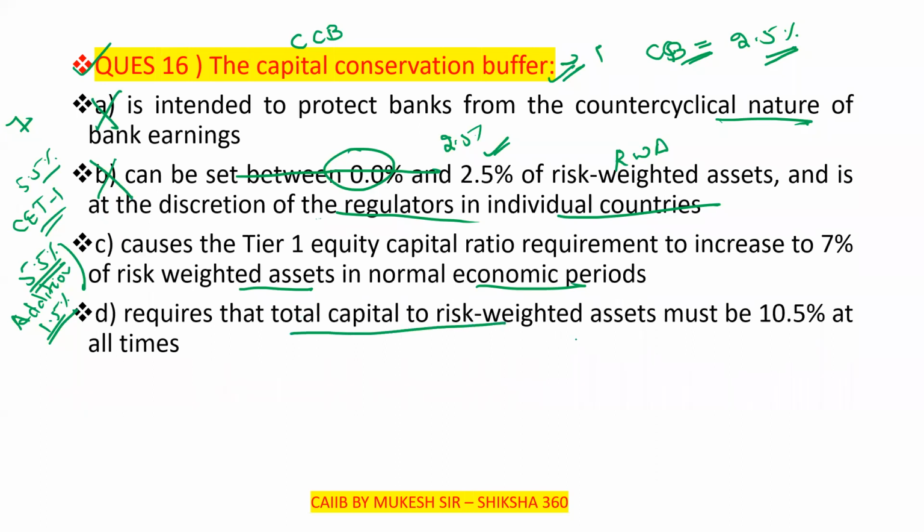Option D: it requires the total capital to risk weighted asset ratio to be at 10.5% at all times. Not 10.5%, it is 11.5% at all times. So option C, as per the given, is the correct one: it causes the tier 1 equity capital ratio requirement to increase to 7% of risk weighted assets in normal economic periods. This applies for normal economic periods also.